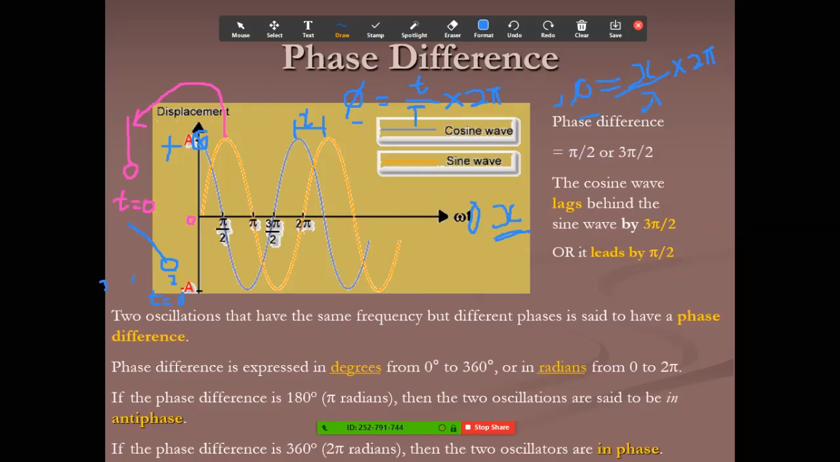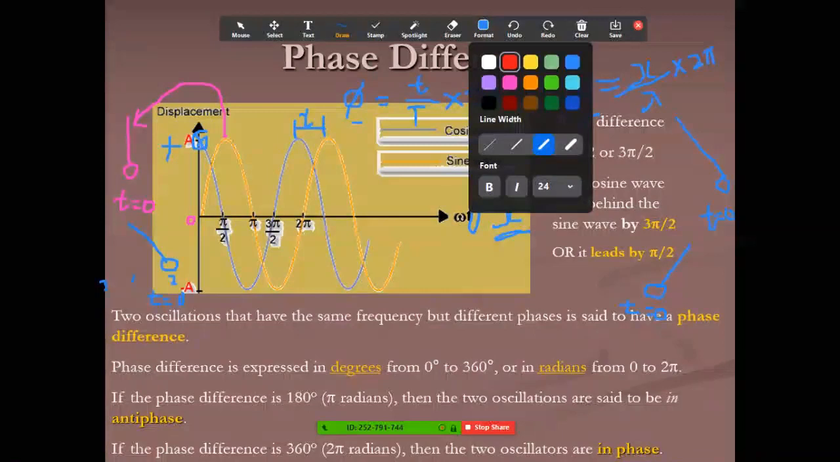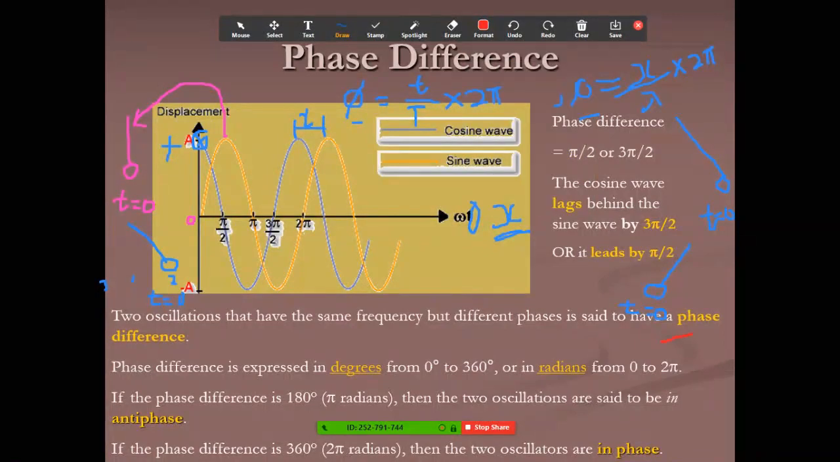If one pendulum starts at this extreme, at t equals 0 at the positive extreme, displaced to the right, we consider positive. Another pendulum starts at the negative extreme at t equals 0. What is the phase difference between these two oscillations? Anyone? Pi radian. Yes, very good. It's a pi radian.